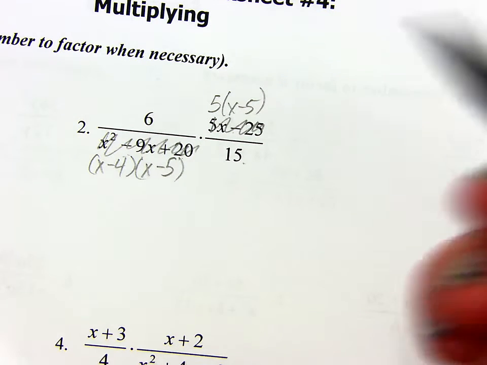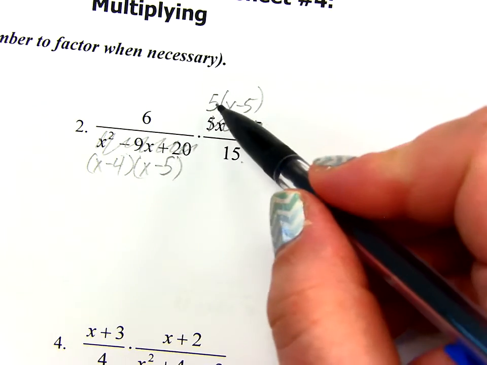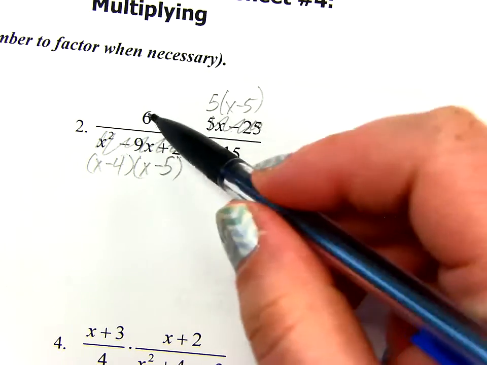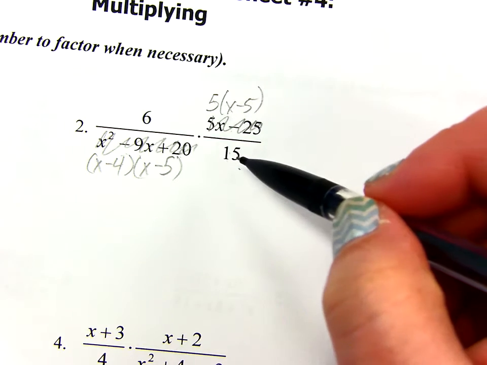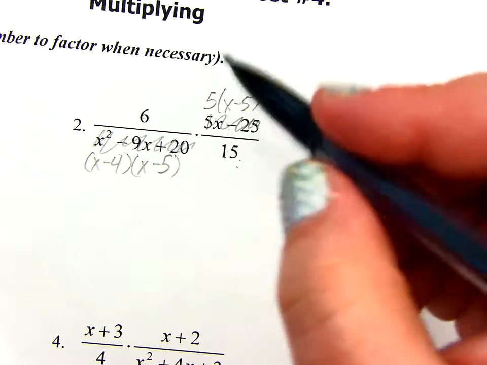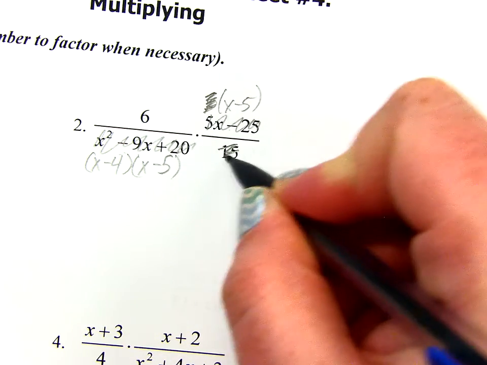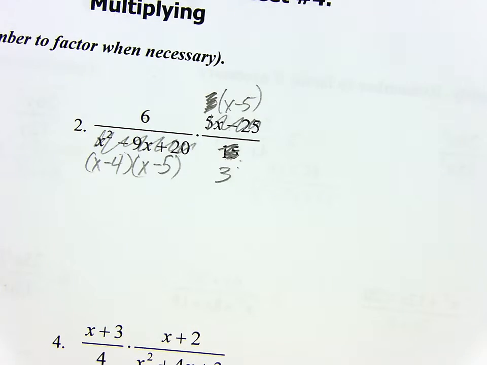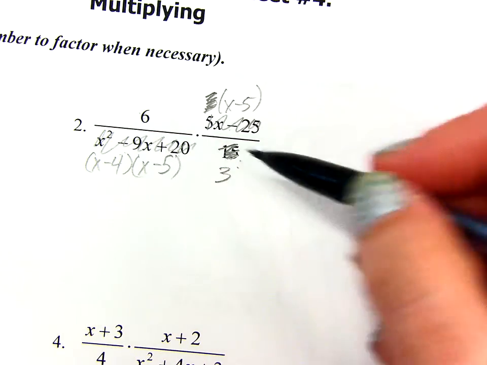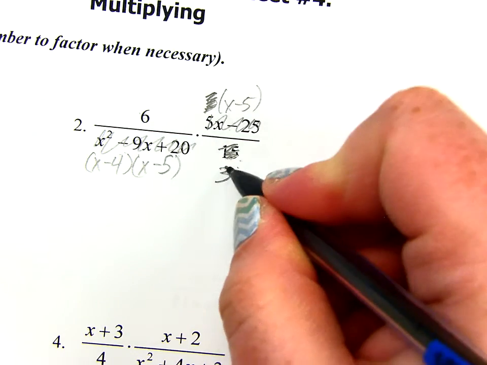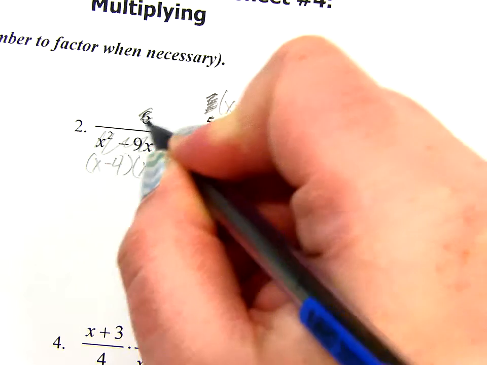Sure, you can do a bunch of different things, and it doesn't matter. Maybe you did the 5 in the 15, or maybe you did the 6 in the 15. It doesn't matter, because it's all going to come out to be the same thing in the end. So let's say I did the 5 in the 15. 5 goes into 5 once, 5 goes into 15 3 times. And then maybe you're like, oh, hey, look, I can do the 3 and the 6, can't I? Yeah, so 3 goes into 3 once, 3 goes into 6 twice.